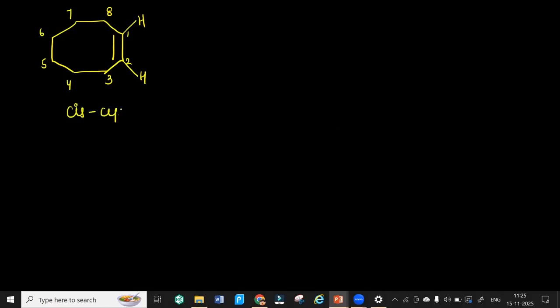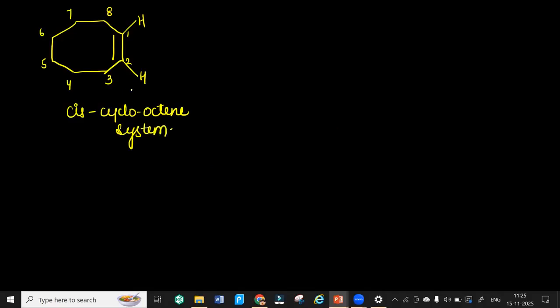Whenever we are talking about the cyclooctene system, it can be written in two formats. This is the cyclic ring, and if I make a double bond here, check 1, 2, 3, 4, 5, 6, 7, 8. Eight carbons are there, and these are the hydrogens attached over here, and these two hydrogens are on the same side. So this is the cis cyclooctene system.